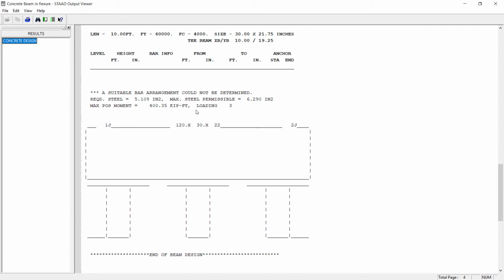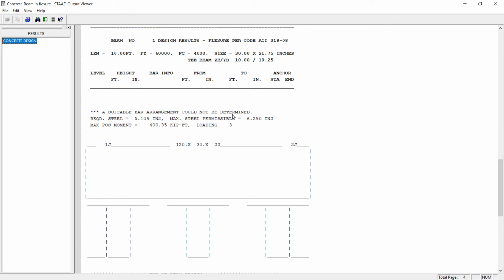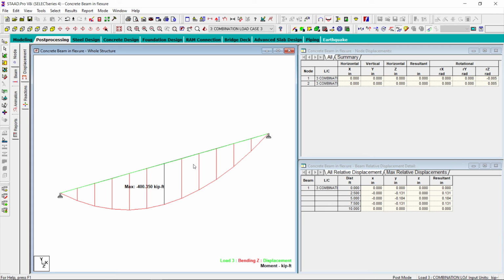Oh. So a suitable bar arrangement could not be determined. Required steel is 5.109 square inch. Maximum possible is 6.2. And maximum positive moment is 400.35. That means STAAD has a limitation. For a T-beam, if the depth of the neutral axis is less than the thickness of the flange, it can design the T-beam as a simple rectangular beam. But if the depth falls below the thickness of the flange, then STAAD cannot design.